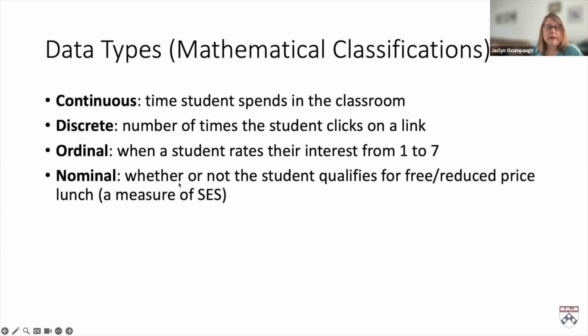We might have that nominal label show up in other cases where we have something like the student qualifies for a free and reduced price lunch, which is usually given in a yes or no. This is a measure of socioeconomic status in the United States, since we tend to give that only to people whose parents are really not making a whole lot of money.